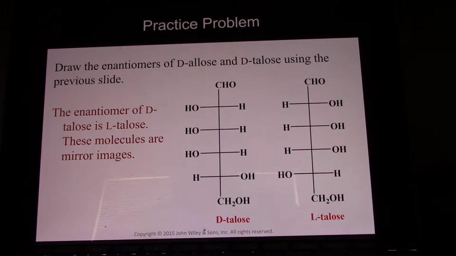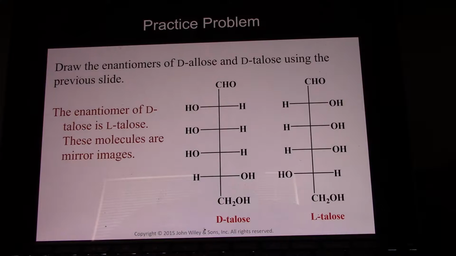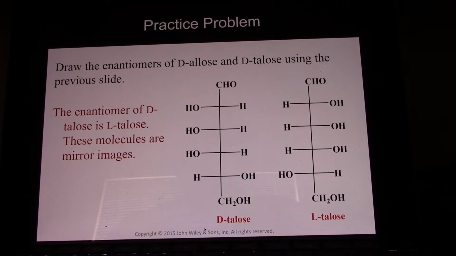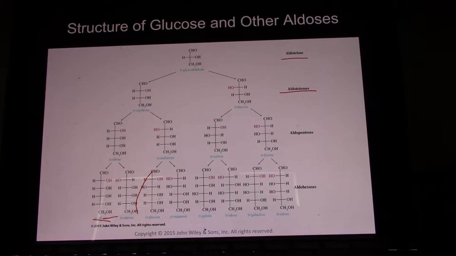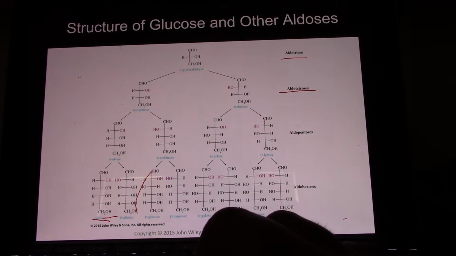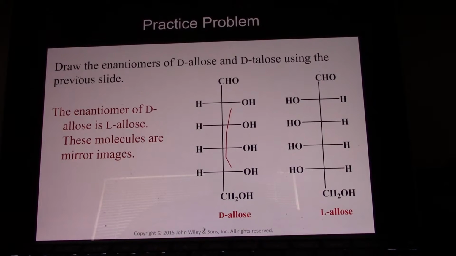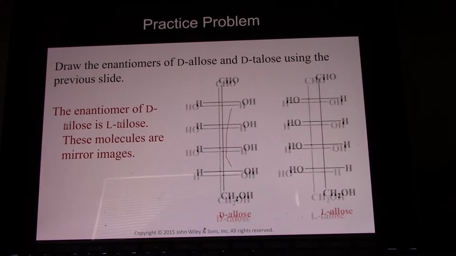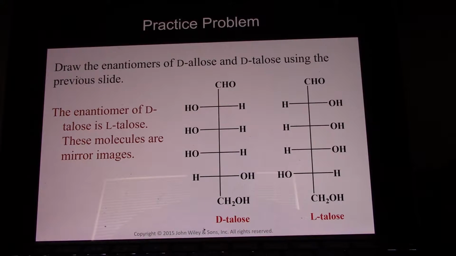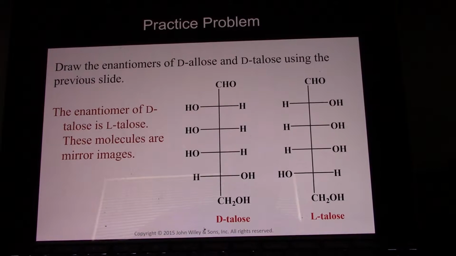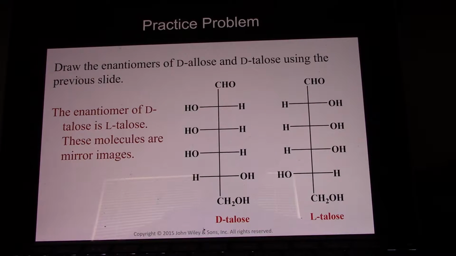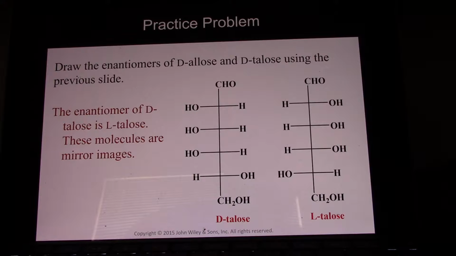D-talose and L-talose. And again, we get D-talose from our slide here. It was given to us right here. And then you draw the mirror image to get the L-talose. And again, this is not something you'll have to memorize at this stage of chemistry, so these materials would always be with you when you're going to take an exam or use it.